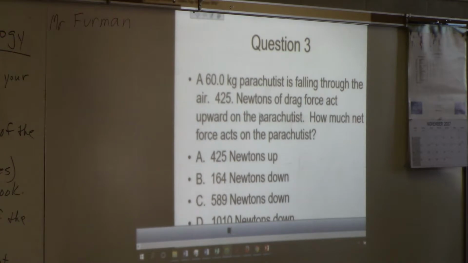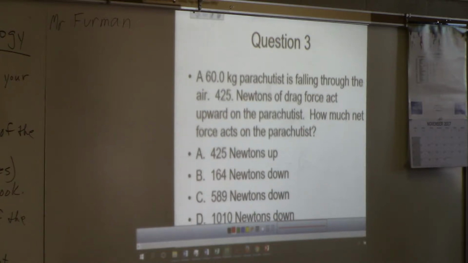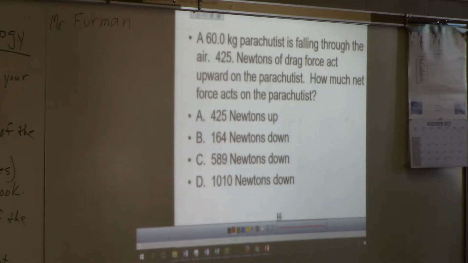A 60 kilogram parachutist is falling through the air, and 425 newtons of drag force act upward on the parachute. How much net force acts on the parachutist? If you're doing a dynamics problem, where do you probably want to start? Free body diagram. So let's draw a free body diagram for the parachutist. He's in free fall.